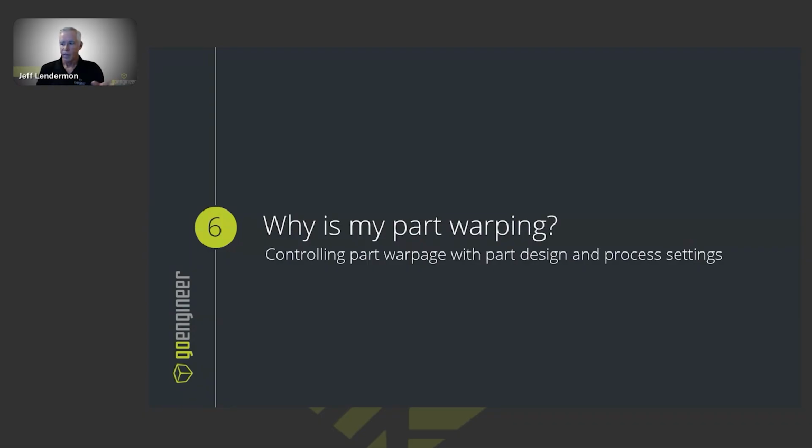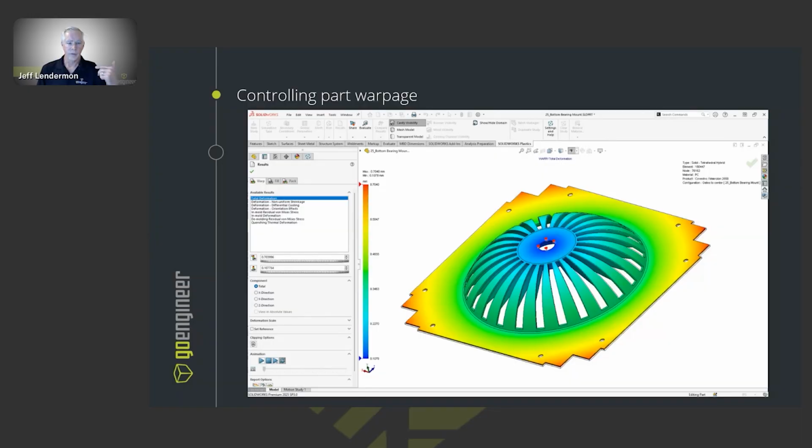All right. So why is my part warping? This is the one that I think I get a lot of questions on. It's really pretty simple to answer. So we're going to look at controlling our part warpage with our part design and also with any process settings. There are some really nice tools within SOLIDWORKS Plastics Premium for working with the warpage.